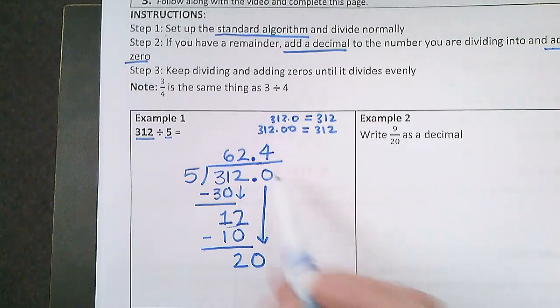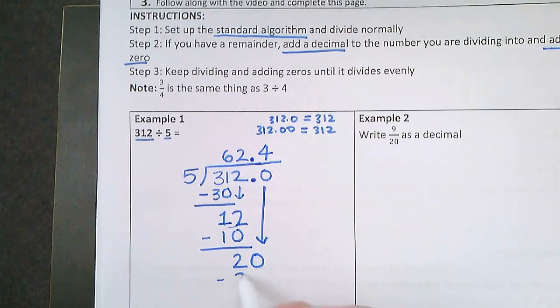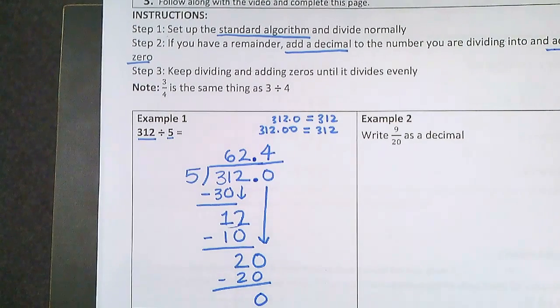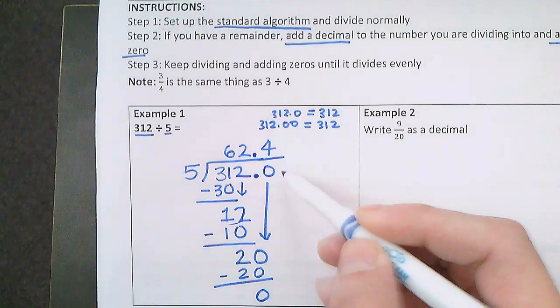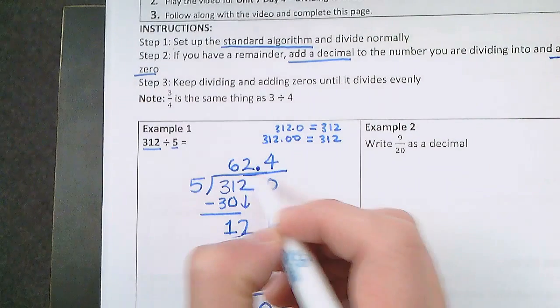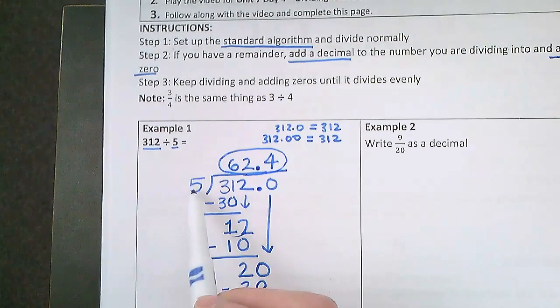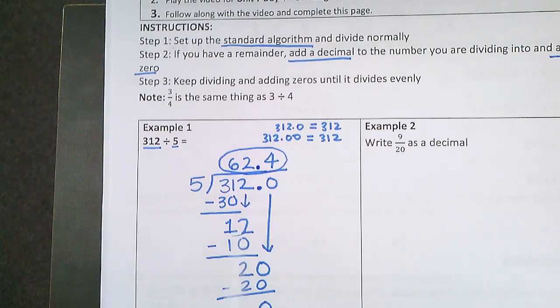So then I'll do 4 times 5 equals minus 20. And now 20 minus 20 is 0. I don't have any more remainders, so I don't have to add any more zeros to keep on dividing. And I'm all done. So 62.4 is my final answer. 5 can go into 312 62.4 times.